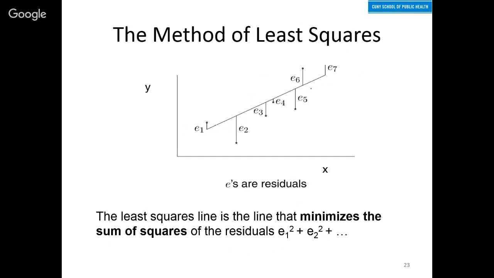Yes. It hasn't been adjusted for. If you add other variables into the model, you can call it bias.